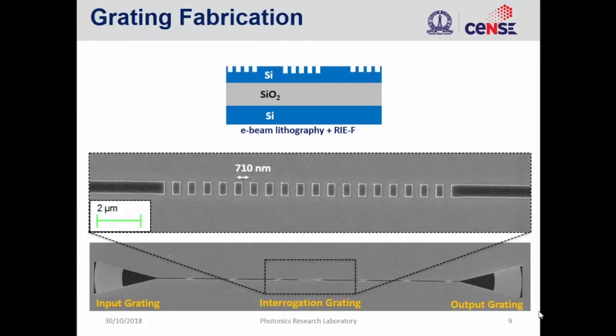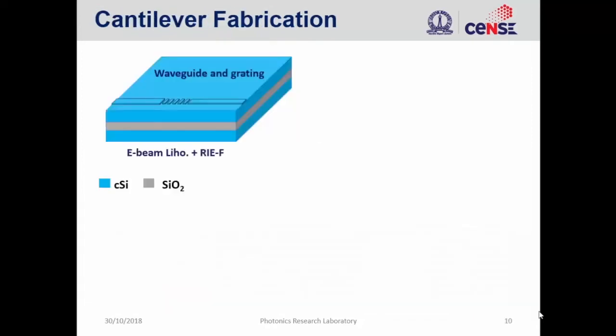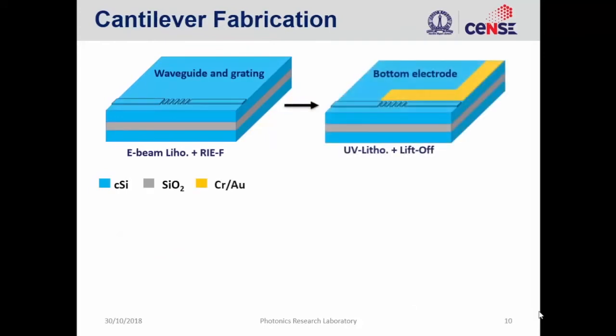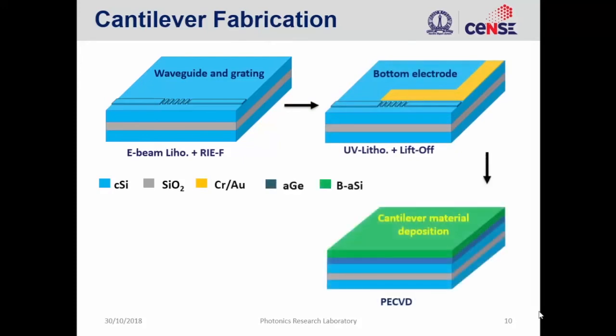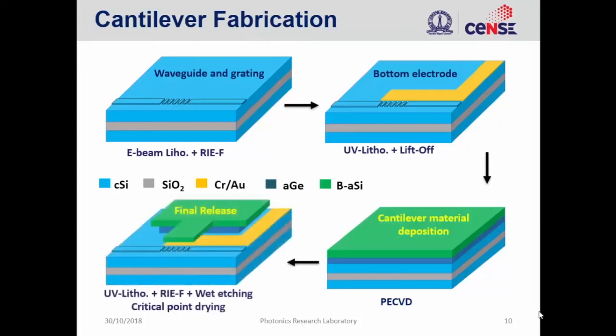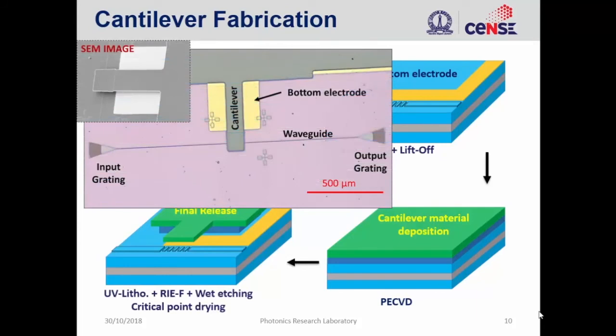This inset shows the grating. After defining the waveguide, we define the bottom electrode using UV litho followed by liftoff. We use amorphous germanium as a sacrificial layer, and on top of that we deposit the cantilever, which is doped amorphous silicon. For this we do another UV litho to define the cantilever, followed by wet etch and critical point drying to release the structure.